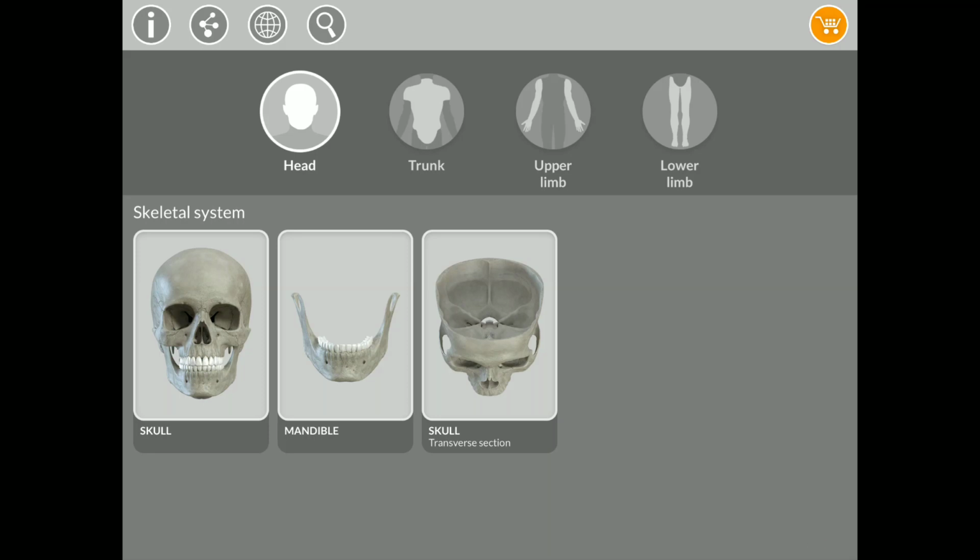All right, so welcome back to section two of the skeletal system. Before I dig into the rest of the lectures, I would like to show you this app.